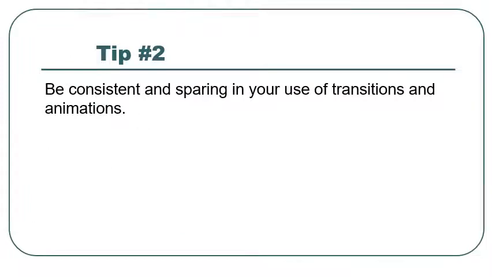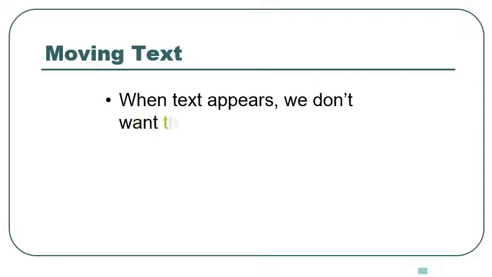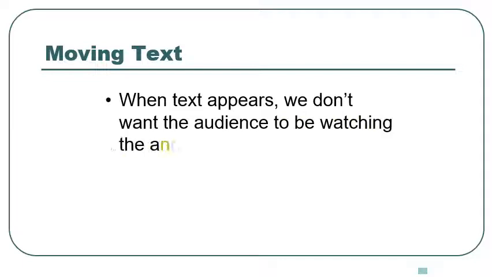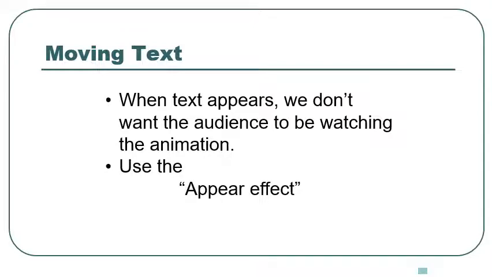The second tip is try to use the same amount of transitions and animations instead of mixing it all. So as you can see, the text that is appearing is actually distracting to the audience, and you don't want them to try to make out what's going to happen next. The best way is to use the appear effect. So this is the appear effect. It appears immediately. Use the appear effect rather than all the other effects that are present in the animations.